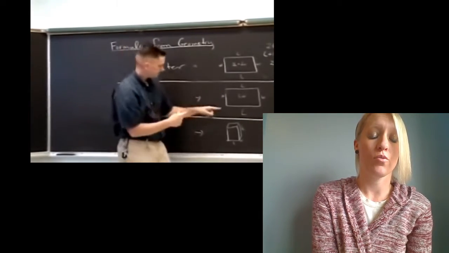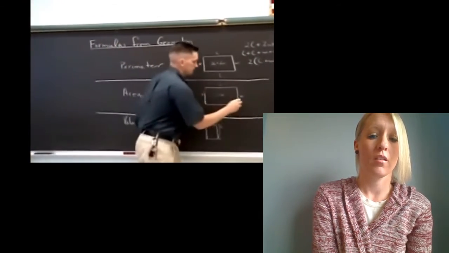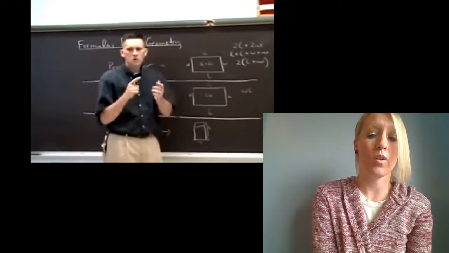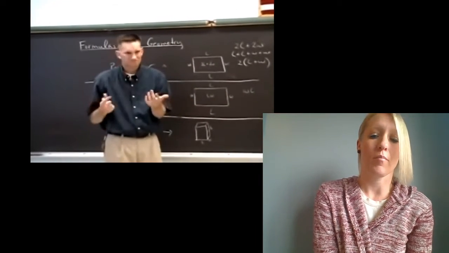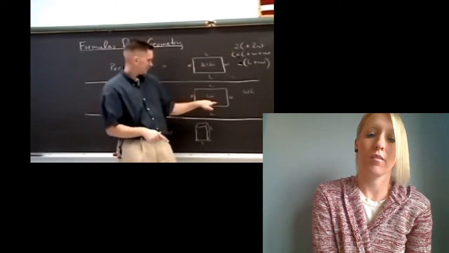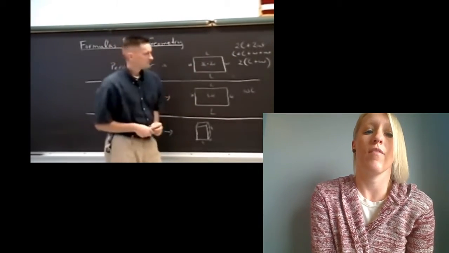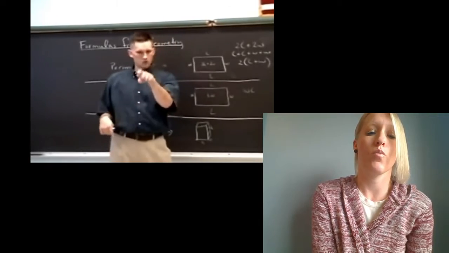Now let's move on to the area of something. You would multiply the length times the width. That's it. There's only one way to find the area of something, the width times the length. There's not 3 different ways to find it like the perimeter, just one way.